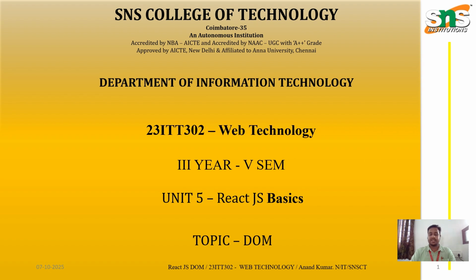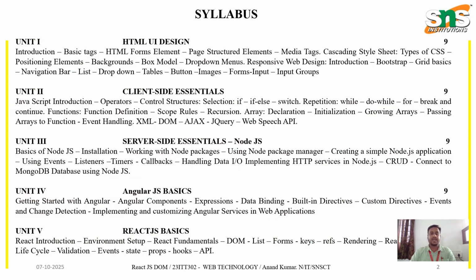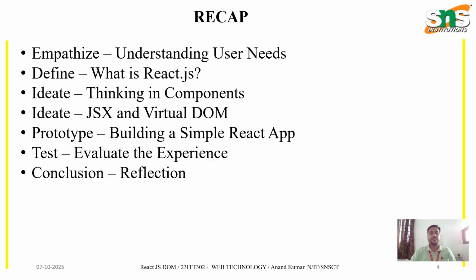In the last class we saw the React.js basics, and in this class we'll continue from it. First, a recap of what we saw in the last class: the various stages of design thinking, that is empathize, define, ideate, prototype, and testing. In the empathize part, we saw understanding the user needs. In the define part, we saw what React.js is and what the basic components of React.js are. In the ideate phase, we saw thinking about components.